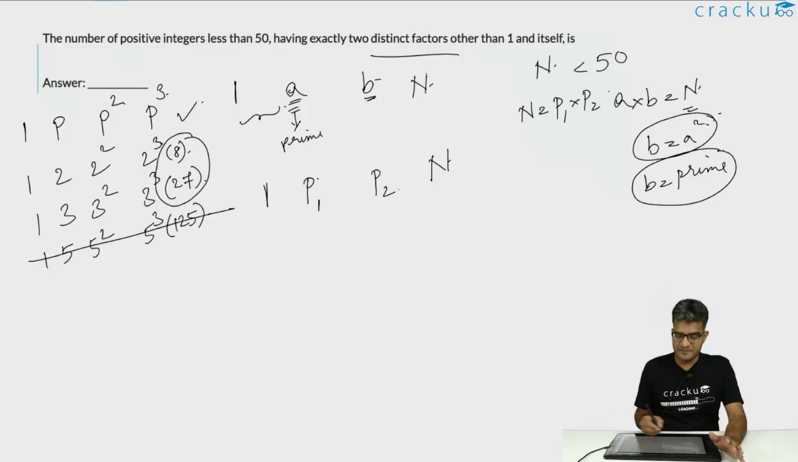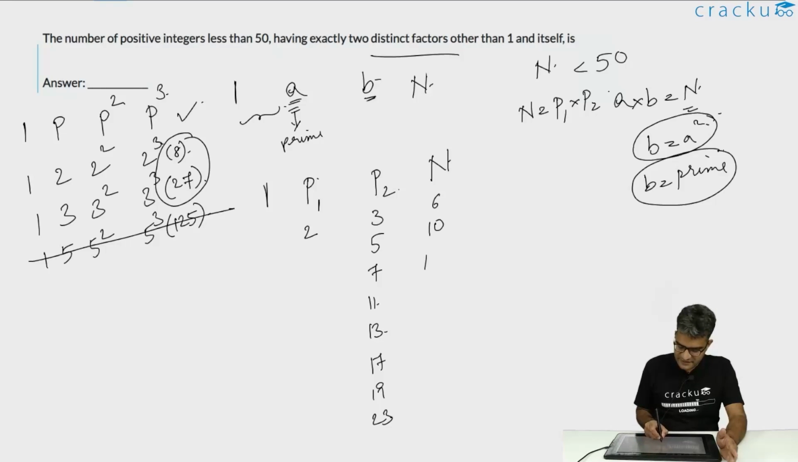We will first assume that p1 is equal to 2. Then p2 will be either 3 or 5 or 7 or 11 or 13 or 17 or 19 or 23. In this case, the value of n in the first case will be 6, 10, 14, 22, 26, 34, 38 and 46. How many are there? 1, 2, 3, 4, 5, 6, 7, 8.